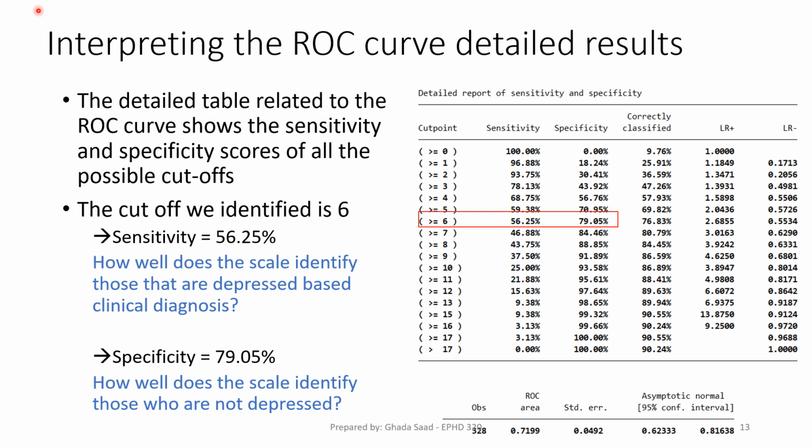And the specificity of 79% means that using this cutoff of 6, the scale will correctly identify respondents as not depressed when they are truly not depressed at a proportion of 79%. Of course, you can choose other cutoffs and compare the sensitivity and specificity percentages for each. Keep in mind, though, that the sensitivity and specificity are inversely proportional. When one increases, the other will decrease. So the point we choose on the ROC curve shows the best trade-off between both based on the scale we are using.